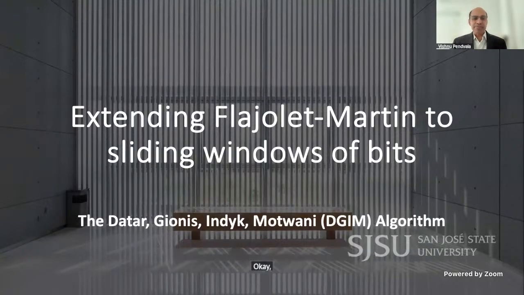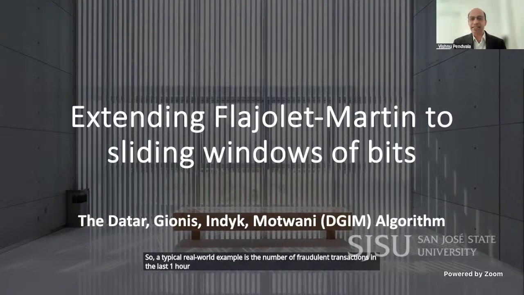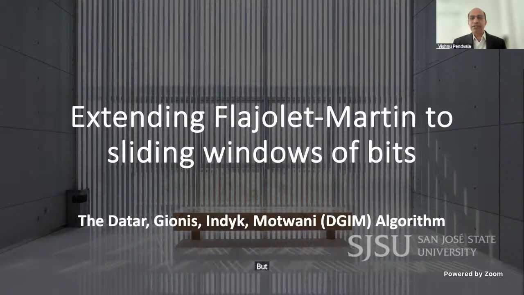Okay, now we want to extend the idea of counting to a sliding window. So we shift gears. Instead of counting distinct elements, let's count the ones in the last n bits of a stream. So what is an example of a sliding window of bits? A typical real world example is the number of fraudulent credit card transactions in the last 1 hour. But we don't have the memory to store all the n bits. I'll tell you how it can scale up.